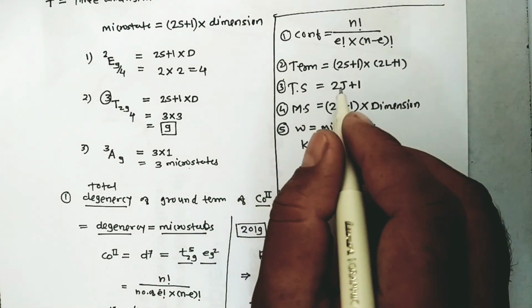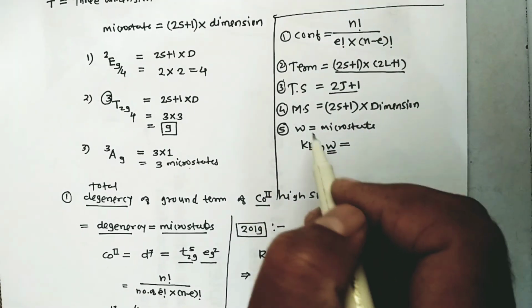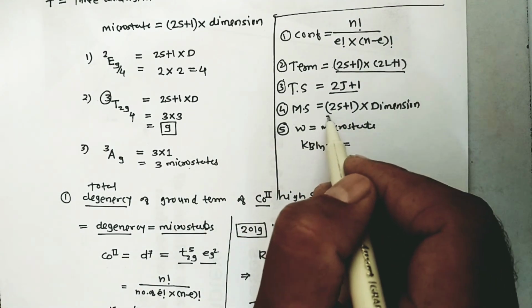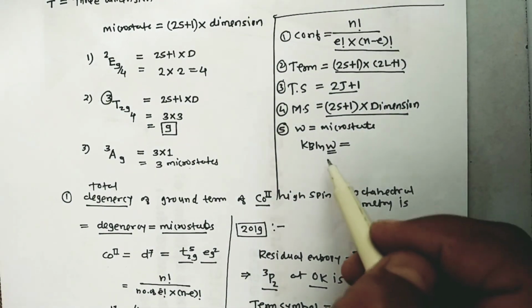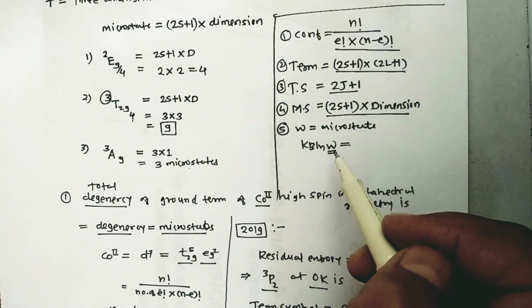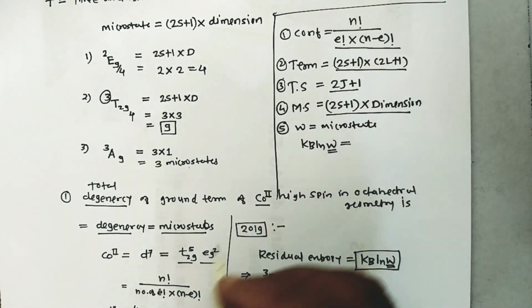If the term symbol is given, then use this formula. If the term is given, then use this formula. If the Mulliken symbol is given, use this formula, or if the configuration is given, use this formula for calculation of omega. So in this way the microstates can be calculated.